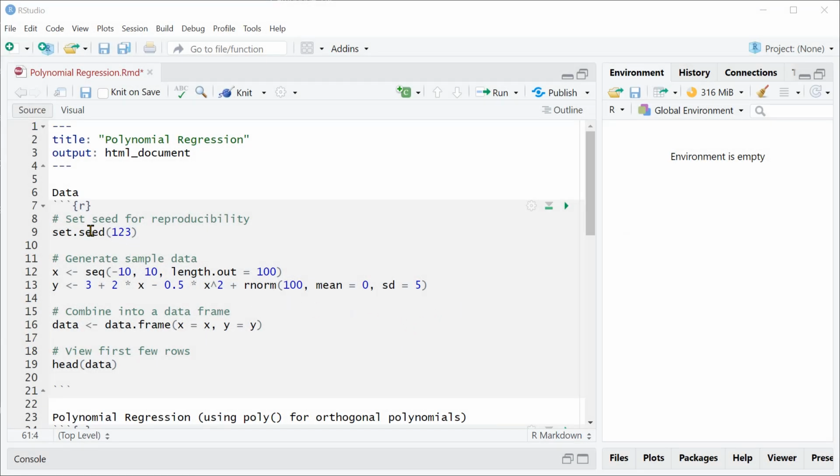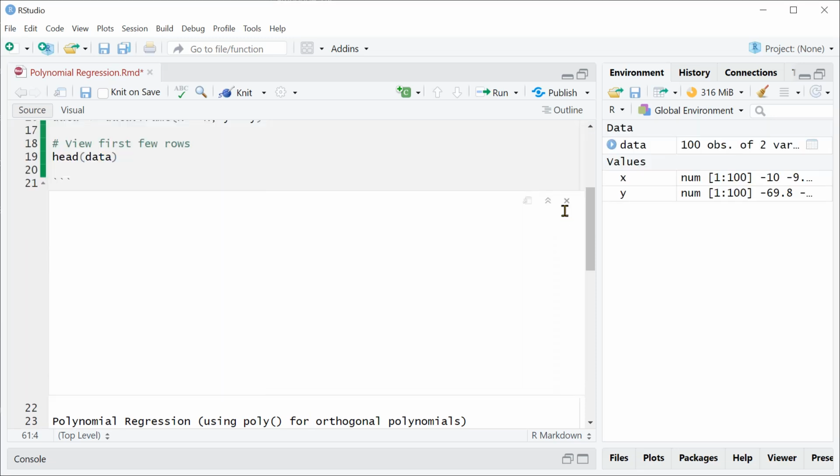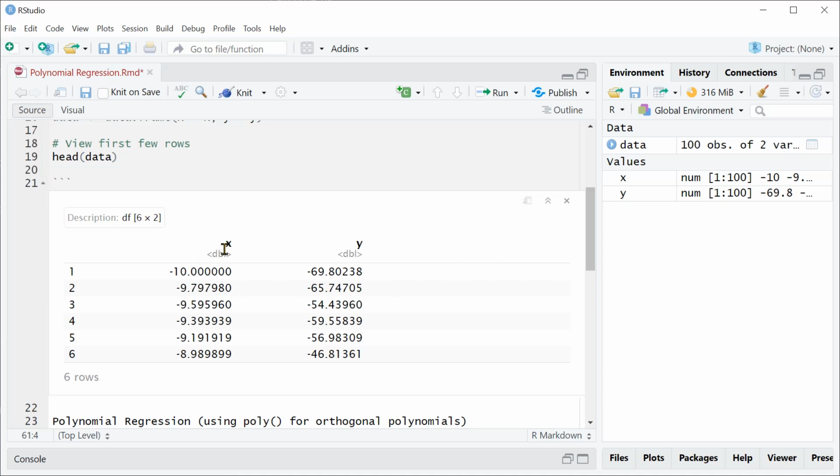So we'll be using the seed 123 for reproducibility, and we'll be generating sample data which will range from -10 to 10 with a standard deviation of 5. Let's go ahead and run this chunk. Here we have our sample data with x and our dependent variable y.